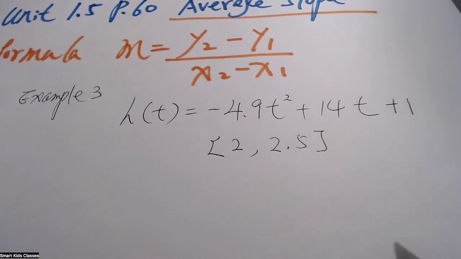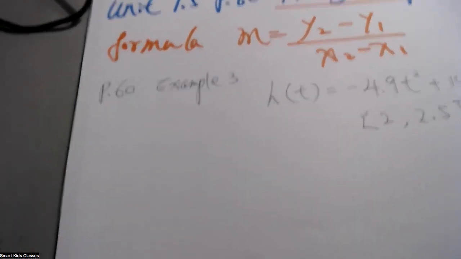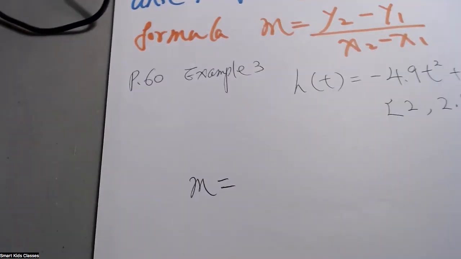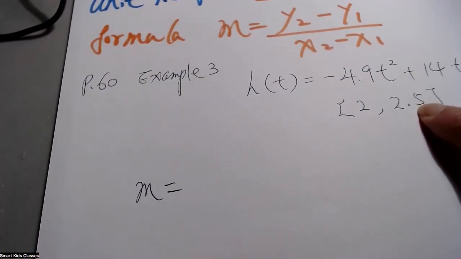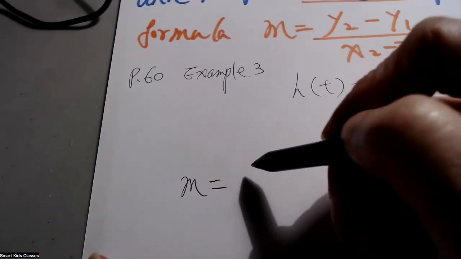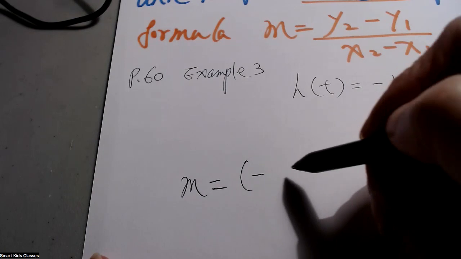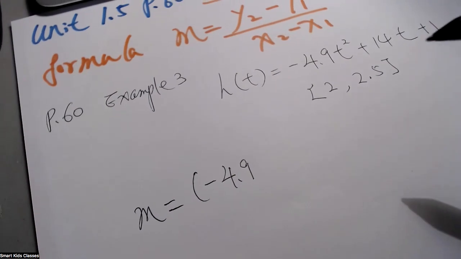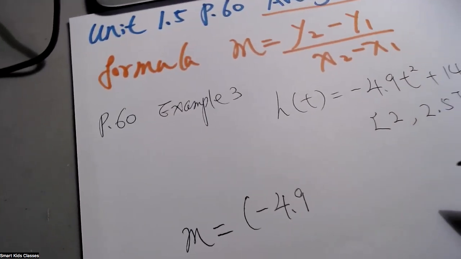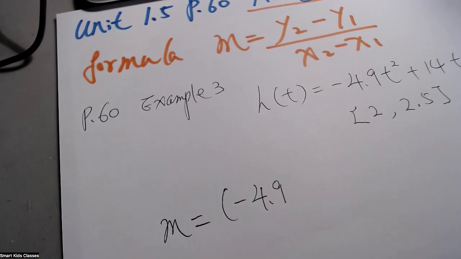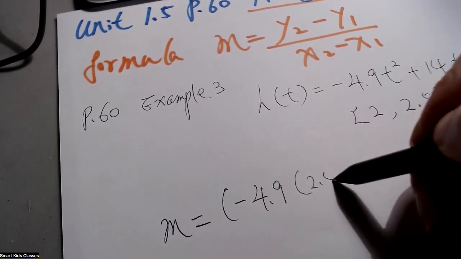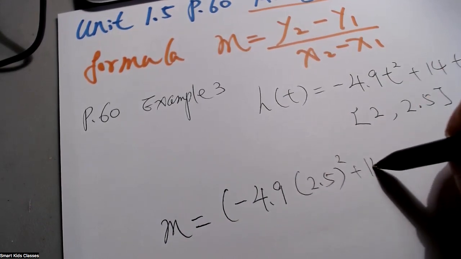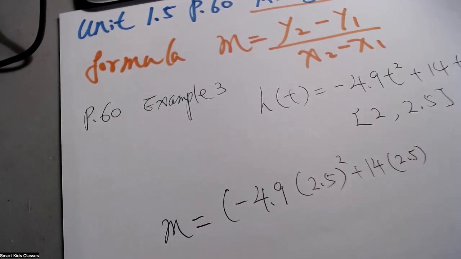Now let's plug into the equation to find it. So we're going to find the slope. For y2, we're going to substitute 2.5. So we're going to write the equation: negative 4.9 times 2.5 squared plus 14 times 2.5 plus 1. I'm going to move the camera more to this side, so it's better for your vision.